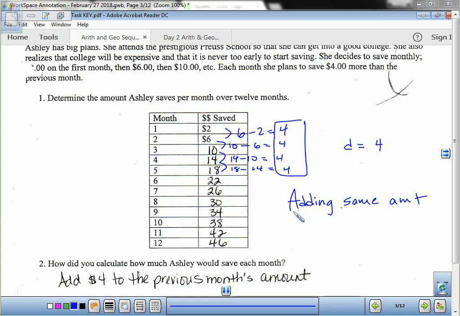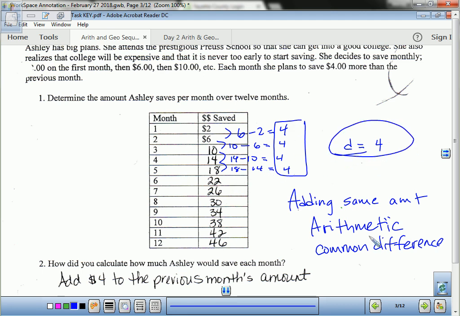Yesterday when we were going through this task, we talked about when you're adding the same amount every time, that gives you an arithmetic sequence. An arithmetic sequence has a common difference. And the reason they call it a common difference, even though we're adding the same amount every time, is because you can take any term and subtract the one before it. 6 minus 2, 10 minus 6, 14 minus 10, 18 minus 14. And you get that same common difference, which is the amount that you add to the previous term. Okay? So that is an arithmetic sequence.